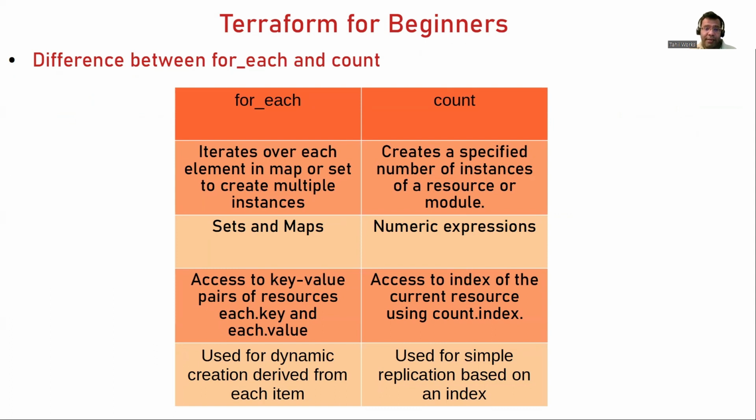The second difference is that for_each applies on sets and maps, and count is a numeric expression like count equals 2, count equals 5, count equals 3. Another difference is access to key-value pairs of resources: each.key and each.value. So how can you access this key-value pair? By using each.key and each.value. And how can you access the count? By simply using count.index.